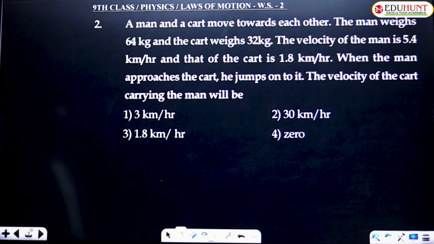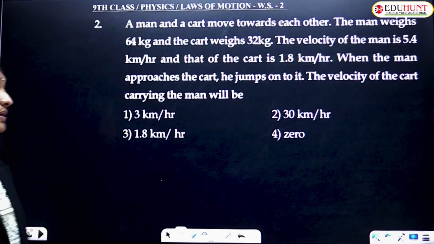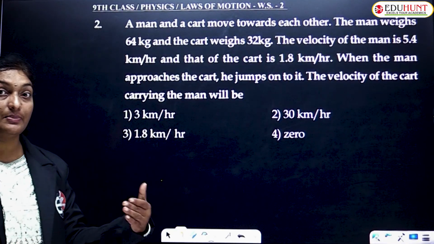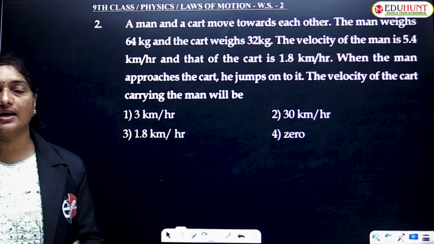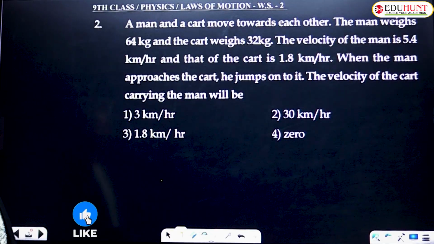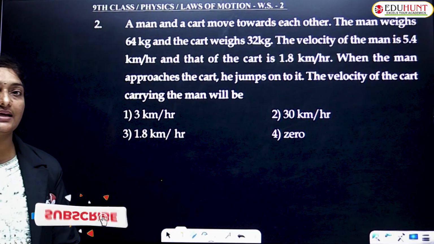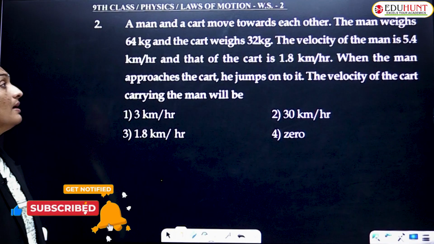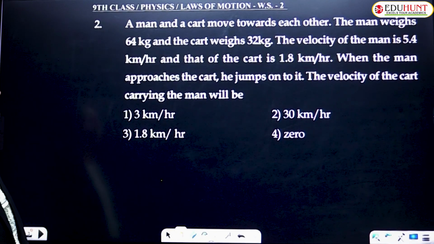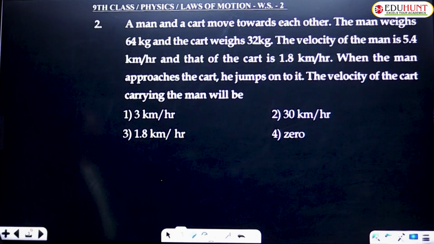Moving ahead with the second question. A man and a cart move towards each other. How are they moving? Towards each other. That means in the opposite direction. If one is moving in the positive direction, the other must be moving in the negative direction. The man weighs 64 kg and the cart weighs 32 kg. So, masses of man as well as cart is given. The velocity of the man is 5.4 km per hour and that of the cart is 1.8 km per hour.